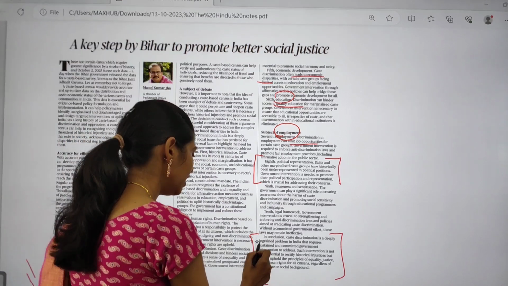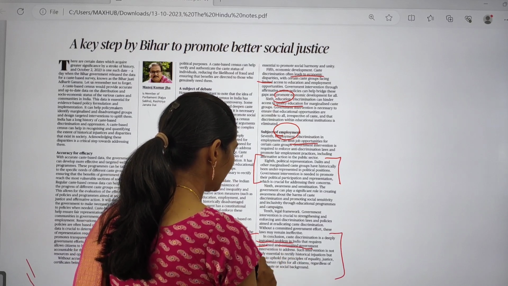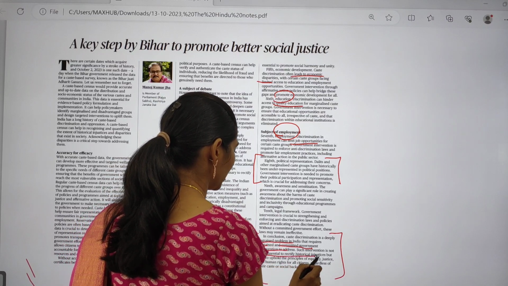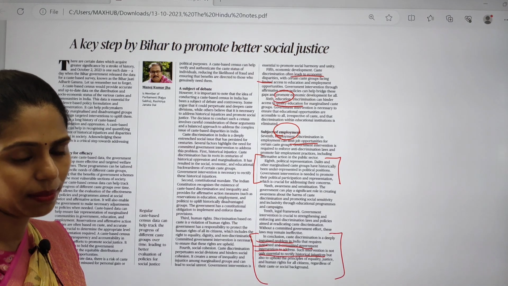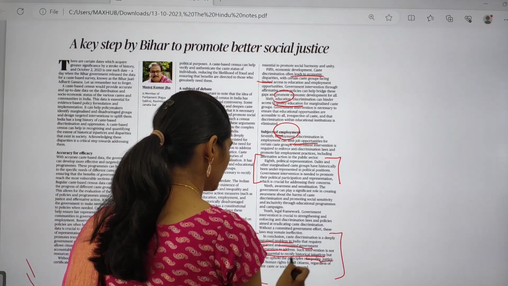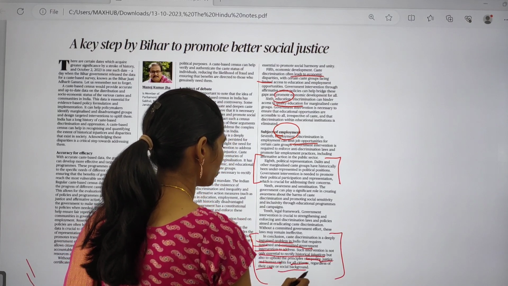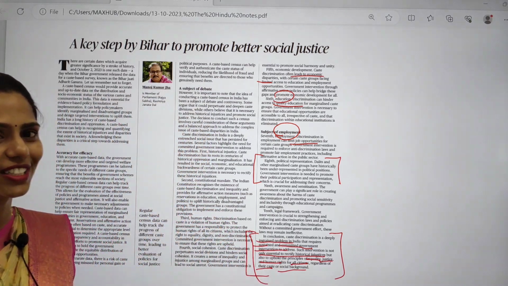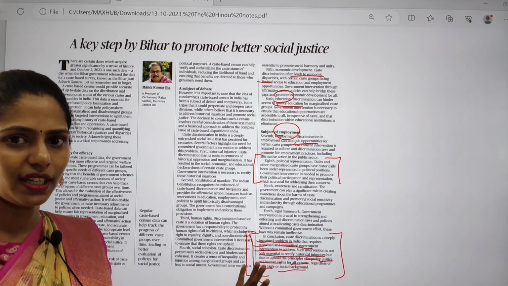a deeply ingrained problem in India that requires sustained and committed government intervention to address. Such interventions are not only essential to rectify the social injustices, but also to uphold the principles of equality, justice and human rights for all citizens regardless of their caste or social background. So this conclusion you can write whenever you are writing about caste based discrimination. Okay, so this is about this topic in detail.